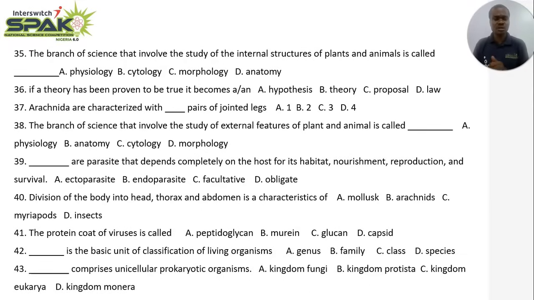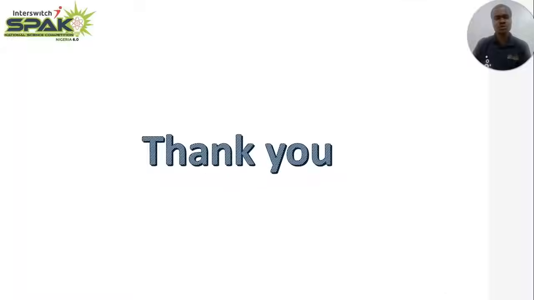Dash comprises unicellular prokaryotic organisms. Kingdom Fungi consists of members that are eukaryotes. Kingdom Protista, no. Kingdom Eukarya, no. The Kingdom Monera comprises unicellular prokaryotic organisms. The organisms have one cell, and they are prokaryotes, with no true nucleus. So the correct answer is option D.